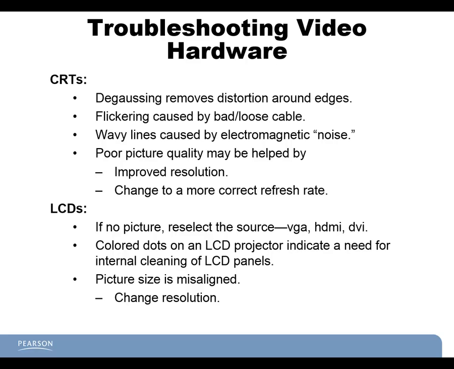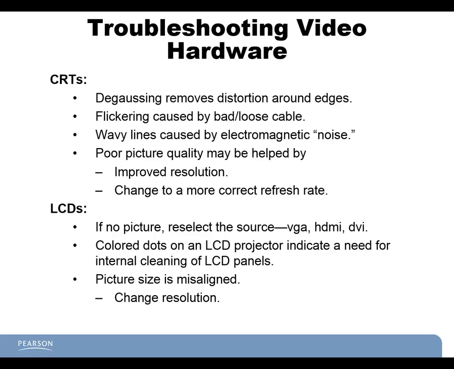If you're getting flickering, you may have a bad or a loose cable. If there are lines in your display, that can be caused by electrical noise. The way you solve that is by putting a magnet on the wire that runs into the computer from the monitor, or by moving whatever wires you've got back there that are next to it that are causing some problems.